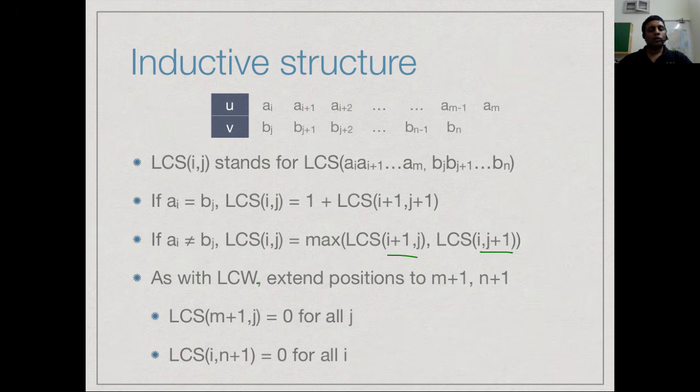So as with the longest common subword problem, we will extend the positions to go beyond the word to indicate the word is over. So we will go from 0 to m+1 and 0 to n+1. And when we have reached m+1 or n+1, then the LCS problem will give us 0 because there cannot be a common subsequence since one of the words is going to be empty.